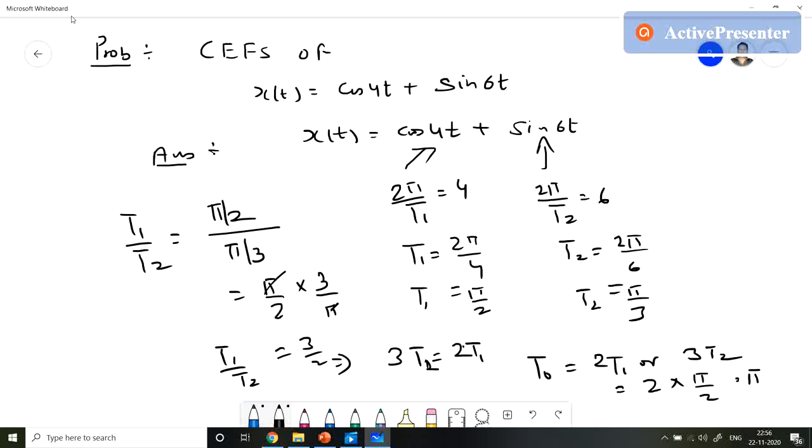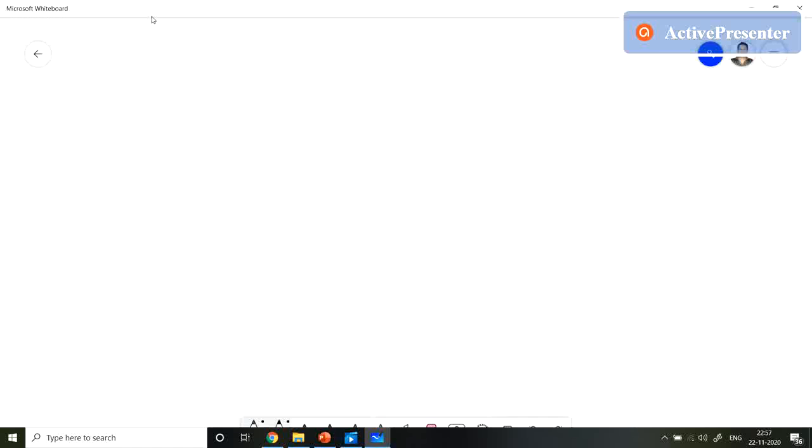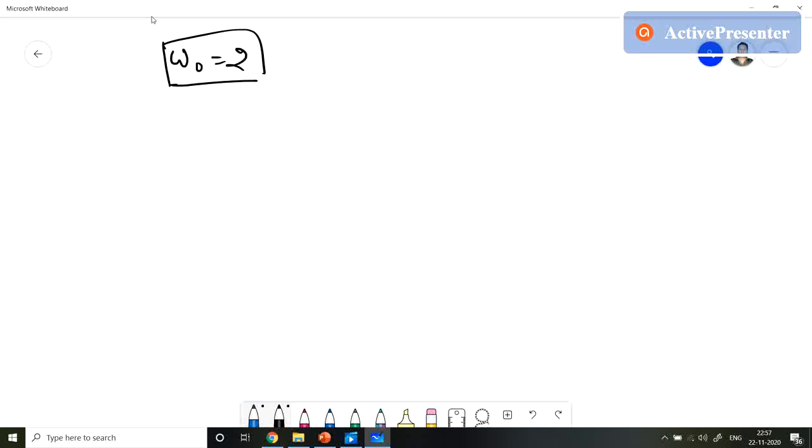So omega naught is 2 pi divided by T naught. So 2 pi divided by pi, omega naught is equal to 2. So the fundamental time period is pi and the fundamental frequency is 2.